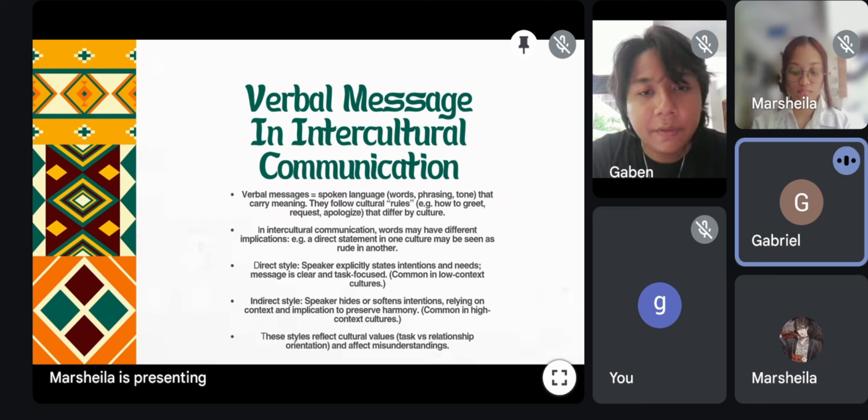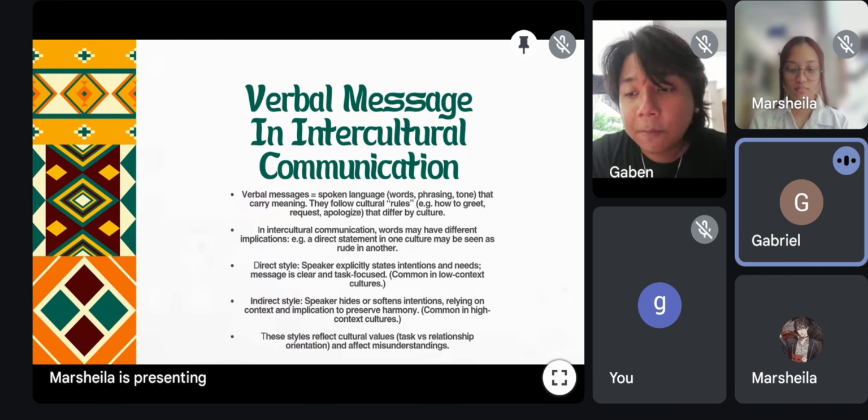There are two styles of verbal messages in intercultural communication. The first one that we're going to talk about is the direct style, where speakers explicitly state their intention and their needs immediately, without second meaning or second guessing. And these are very common in low context cultures. And there's the indirect style, where the speaker hides or softens the intentions as a means to be polite and respectful to each other, which is common in high context cultures. And these styles reflect cultural values, which are task versus relationship orientation, and can cause misunderstanding.